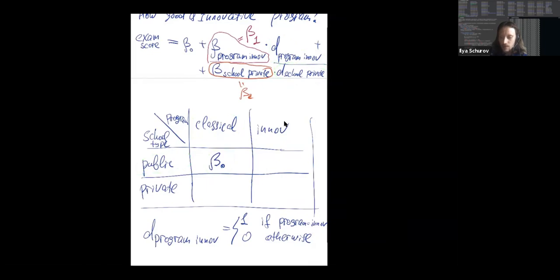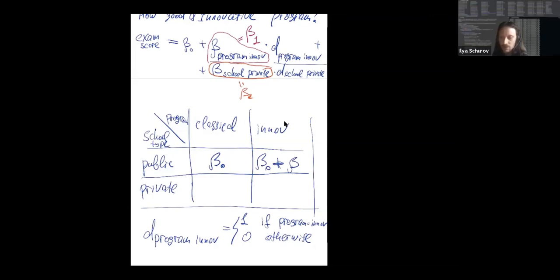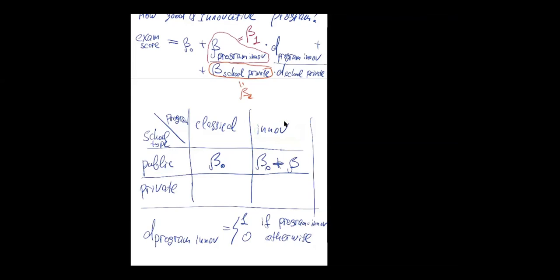So what about this cell? What about the cell for public school and innovative program? So it would be beta not plus beta school plus beta program innovative multiplied by the dummy variable program innovative. What is the value of the dummy variable if the program is innovative? Yes, it is just one. So it would be beta not plus beta one.